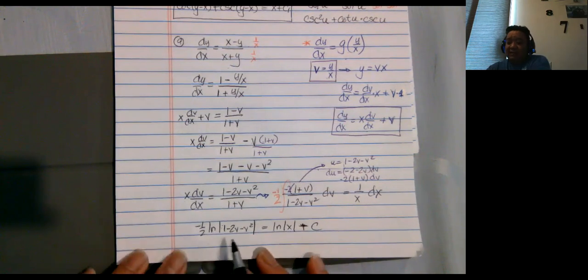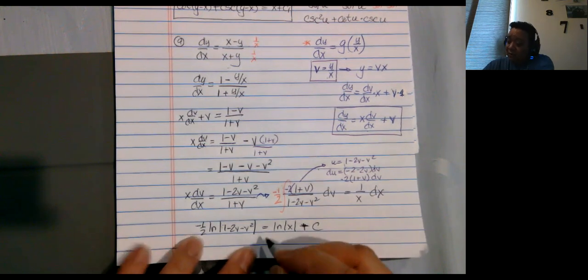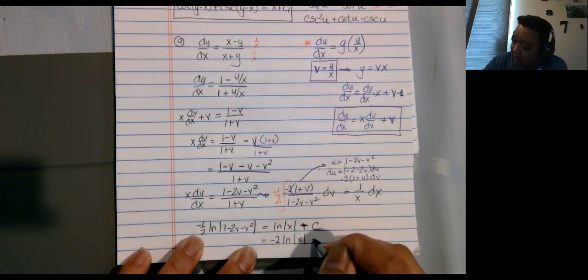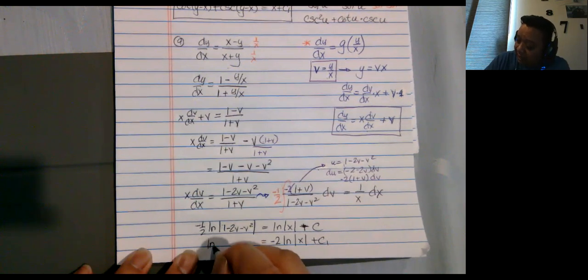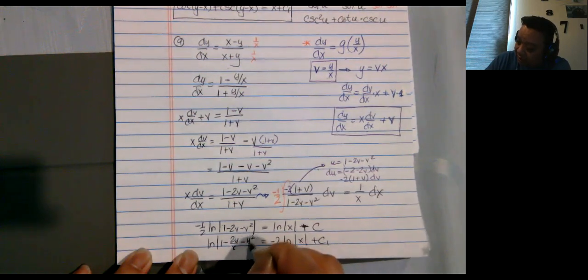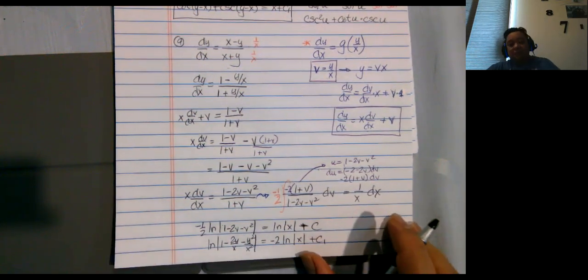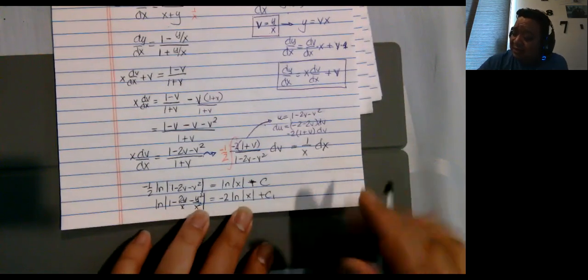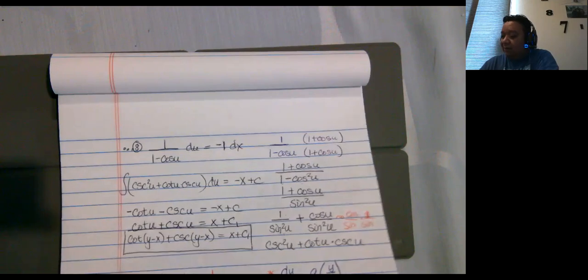And then if you want to clean this up, multiply both sides by negative 2. So this becomes negative 2 ln absolute value of x plus c1. And this would be ln 1 minus 2y over x minus y squared over x squared. Now there's no way to solve for a y, but I should be able to eliminate the natural log. And so again, this is something we have seen already from before. So let me finish it right above because I need to use new paper anyway.